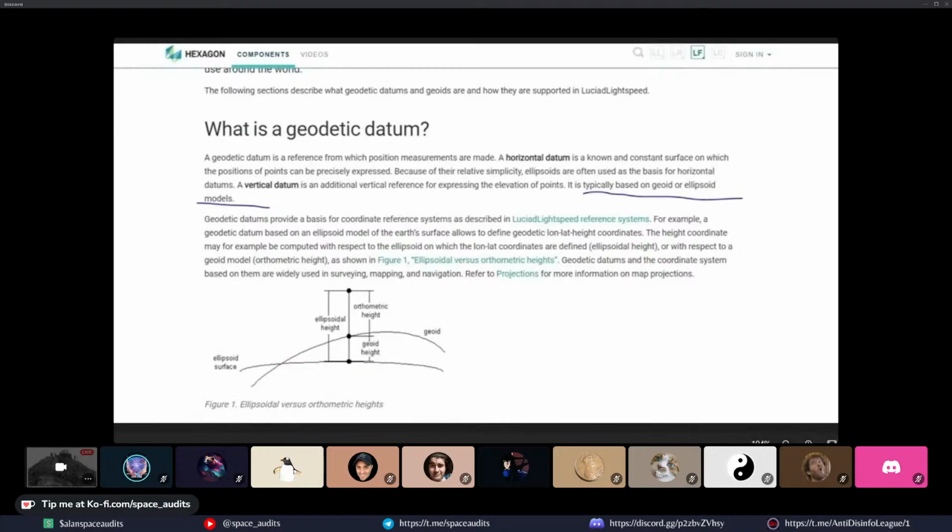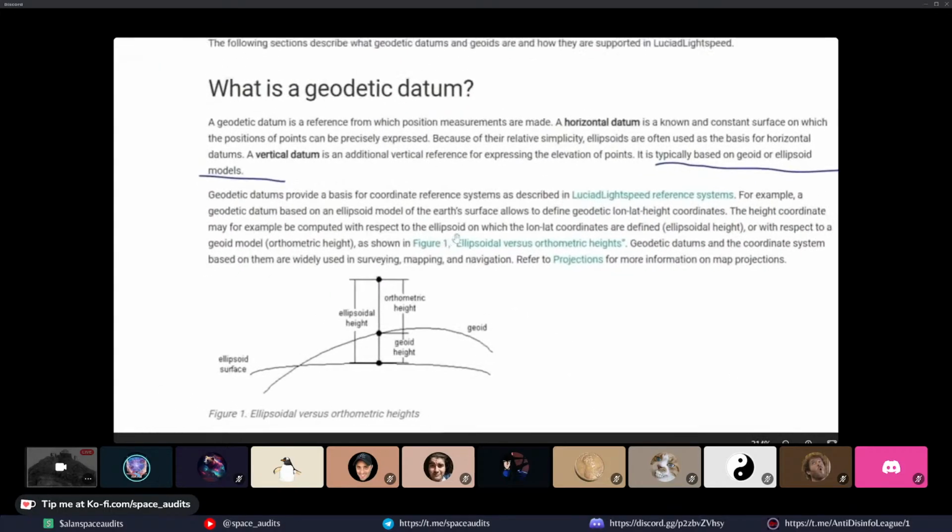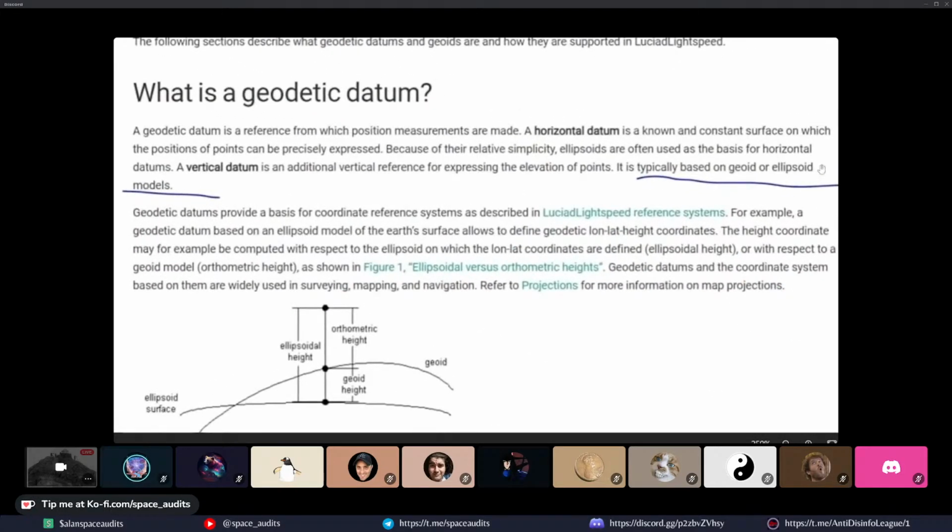I wonder if what we're going to be looking into takes into account any presuppositions of any sort of Earth shape or geometric requirements. If we get here, definitely geodetic datum, reference from which measurements are made. Okay, that sounds cool.